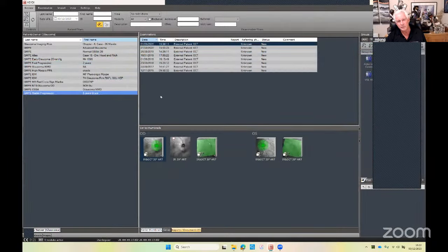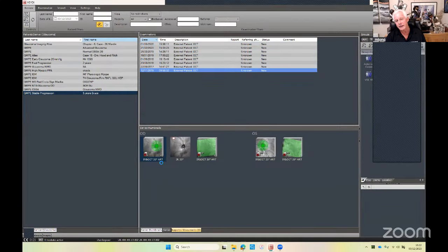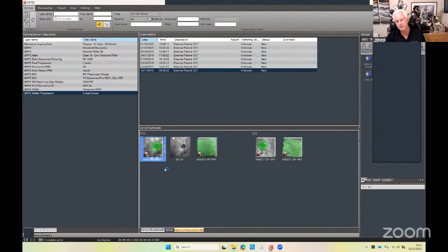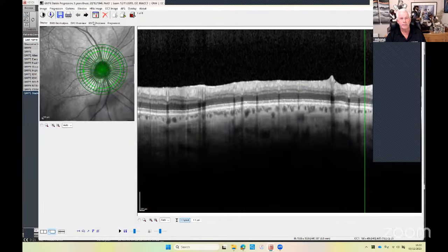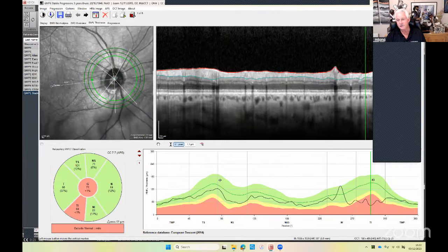Just to come back to you, Dr. Satyan, we have a patient here, Bruce, 5 years. We've got 8 exams for Bruce starting in 2015. And if I go to the very first exam, just looking at the nerve fiber, you can see that his nerve fiber is quite thin, and it's especially thin here in that temporal inferior area. So if I click on here, you can see 43 there, which is the thickness at that point there.